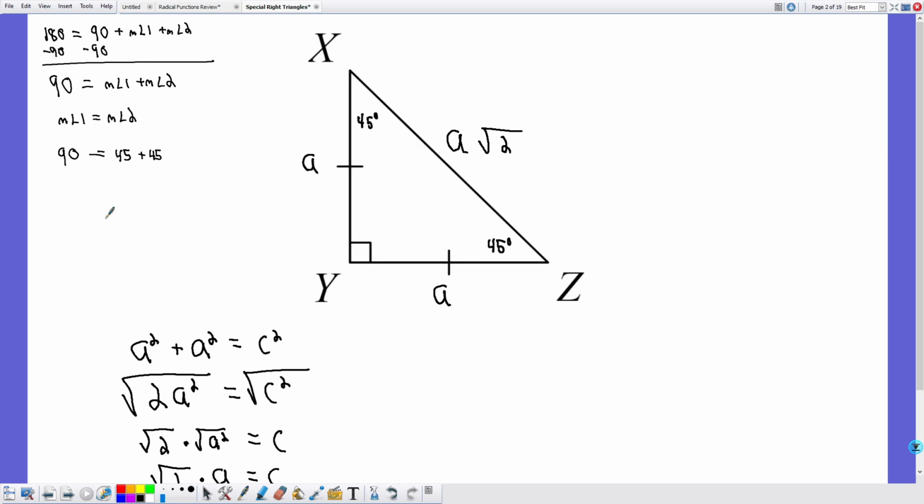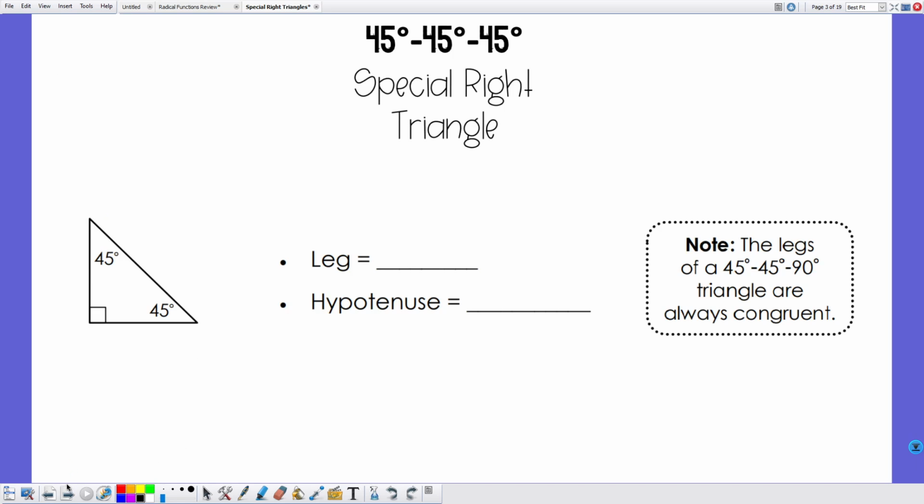This is such an important property, so crucial when going on to things like trigonometry, that we study it on its own. We call this the 45-45-90 right triangle, where each leg has a length of A, and the hypotenuse has a length of A times the square root of 2. Just like we discovered.